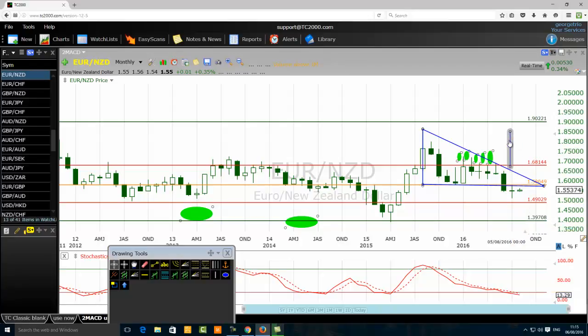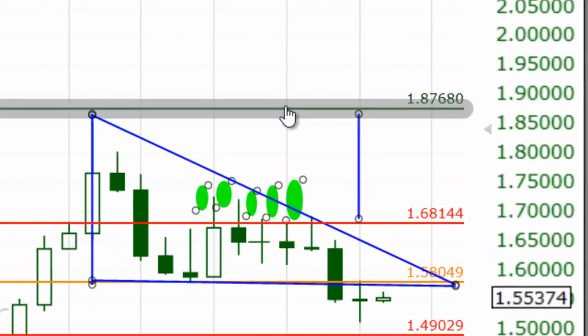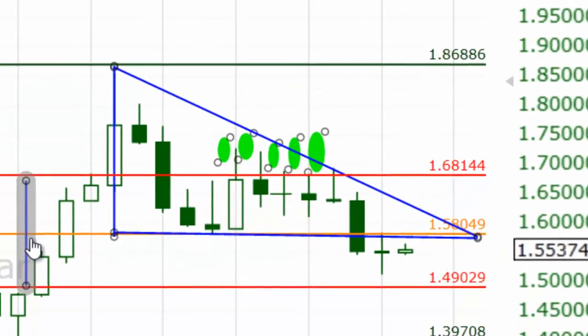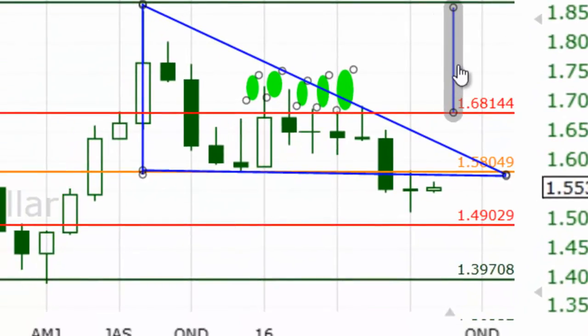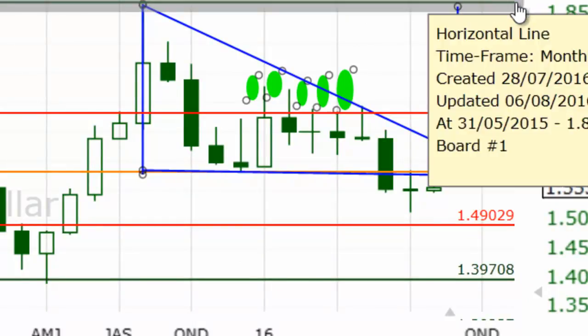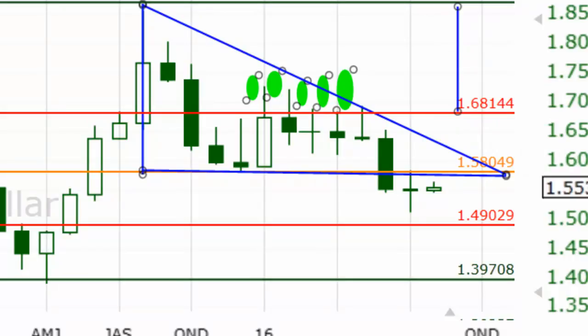If it breaks above the top of the red channel, we will project the width of our original channel using market geometry in the direction of the price and set a target at 186.88. Does it make sense?